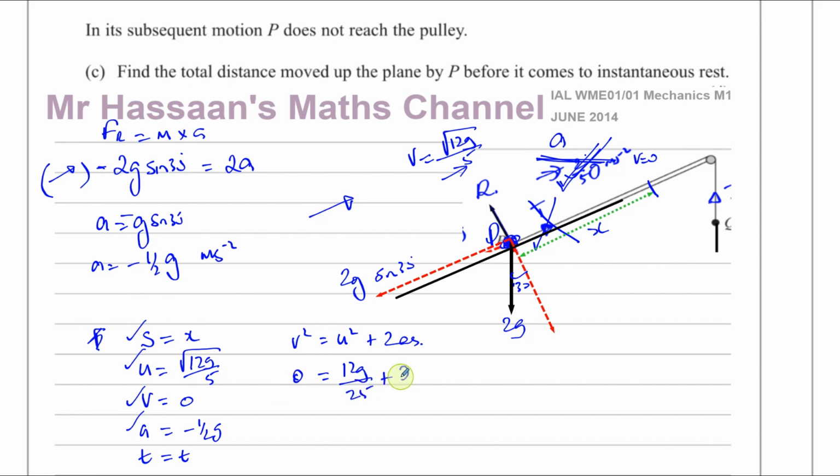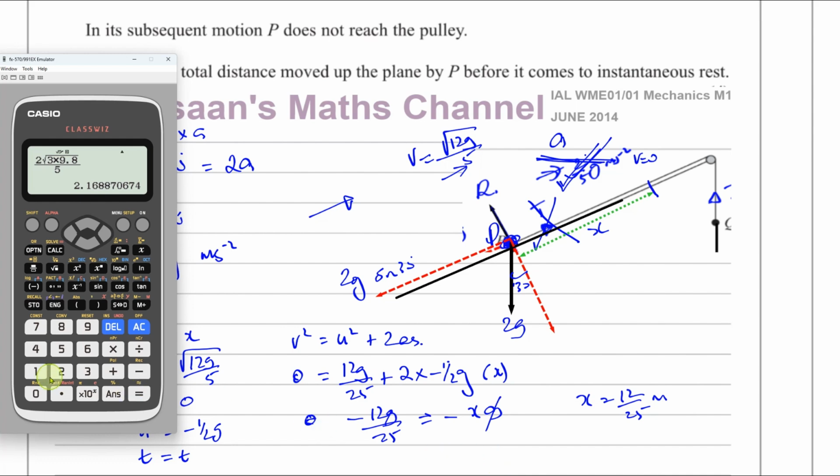Plus 2 times a half G minus a half G, sorry, times S, which is X now. So those will cancel out. So you'll end up with minus 12G over 25 is equal to minus G times X. So the G's will cancel out. You're left with X equals 12 over 25 meters. So what's 12 over 25? 12 divided by 25 is 0.48 meters.